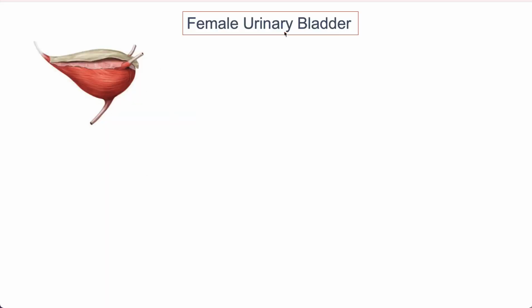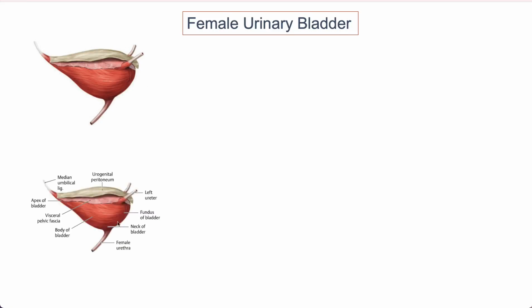Now, this is a female urinary bladder, and how it is different from a male, we don't see any prostate. Prostate gland is never present in the females. And this is the labeled picture, and female urethra is always short. And you can see the female urethra, and there is only one sphincter which has been shown here. And the female urethra is very close to the vaginal opening. That's why urinary tract infections are very common in females as compared to males.